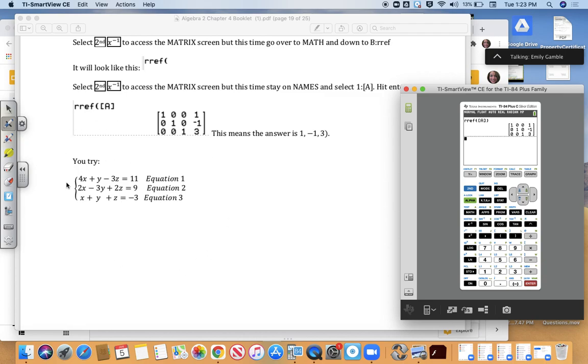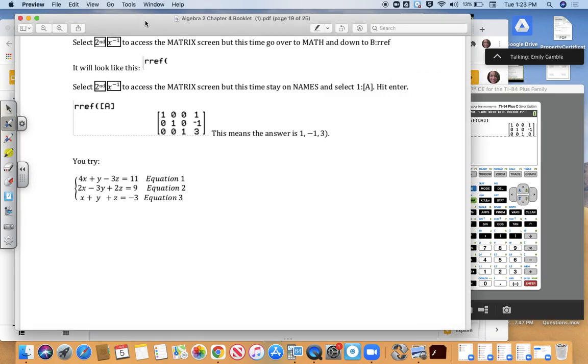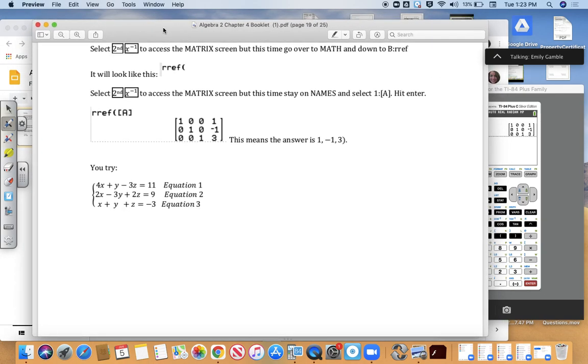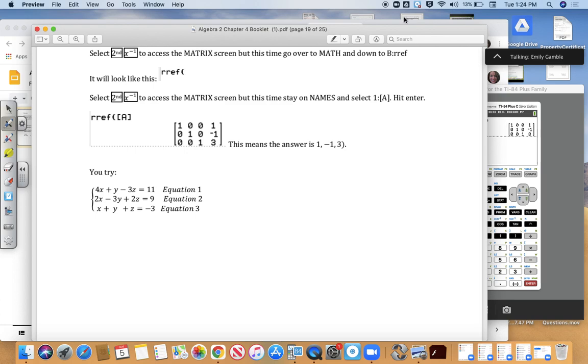So after you're done solving that, I will have an answer key on Schoology, so please look on Schoology to make sure you got the right answer. And then the last thing you are going to do is work on the next activity in Schoology. So look out for the answer key in Schoology and look out for the next activity in Schoology.